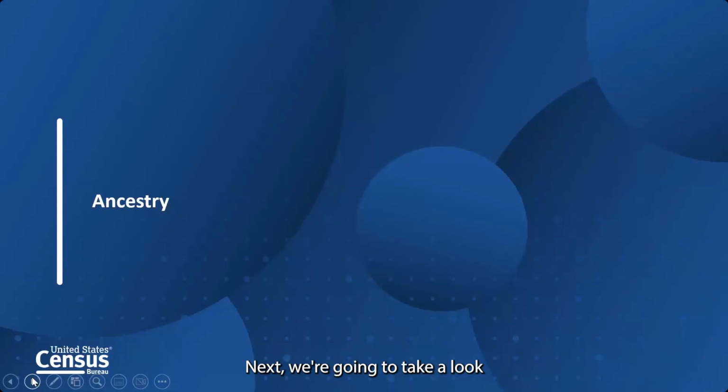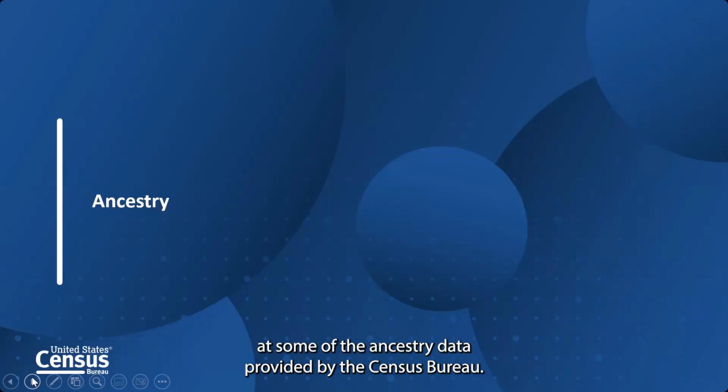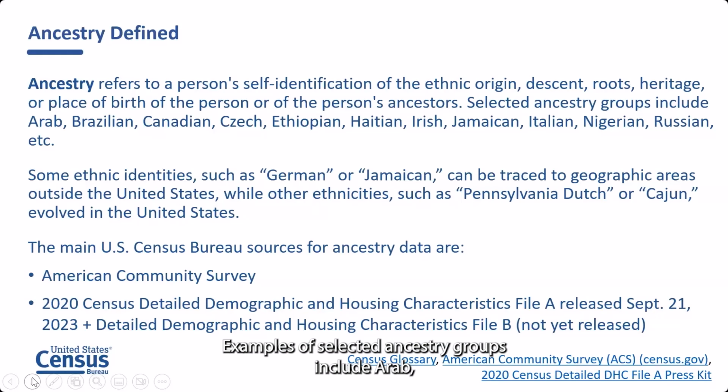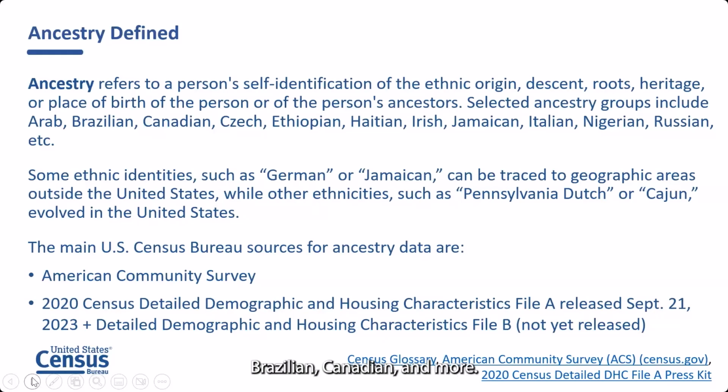Okay, next we're going to take a look at some of the ancestry data provided by the Census Bureau. We'll begin by defining ancestry. Ancestry refers to a person's self-identification of the ethnic origin, descent, roots, heritage, or place of birth of the person or the person's ancestors. Examples of selected ancestry groups include Arab, Brazilian, Canadian, and more.